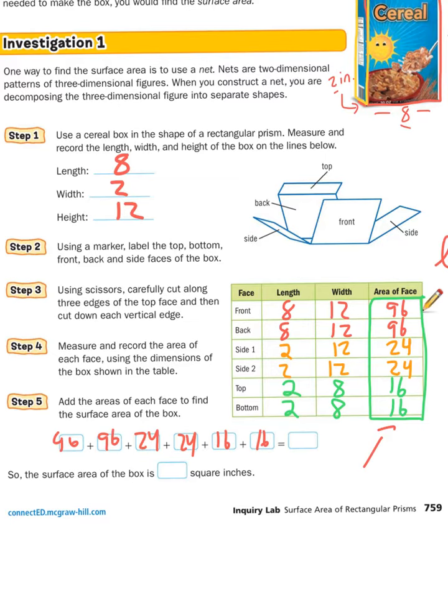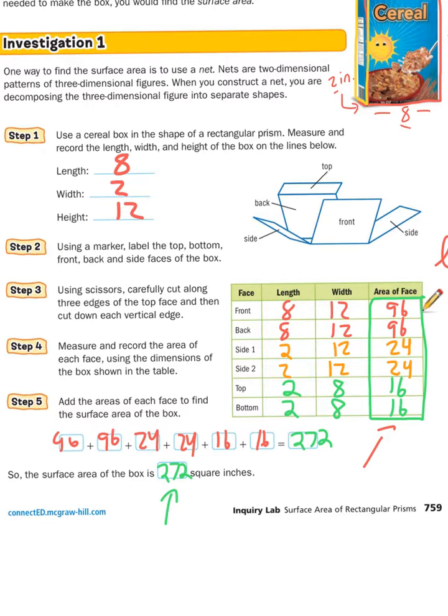Alright, so if you added all those numbers up, they should add up to 272, which means the surface area of the entire box is 272 square inches. Now remember the difference between surface area and volume. Volume would say how much space is inside of that cereal box, and that would be measured in cubic units. Surface area is the outside, so if we wanted to know how many square inches of cardboard you need to make that cereal box, we need 272 square inches of cardboard.